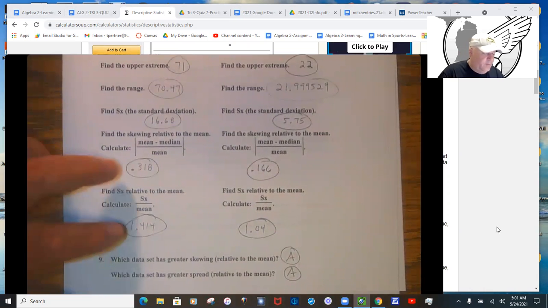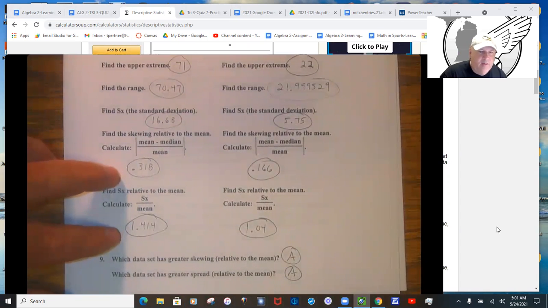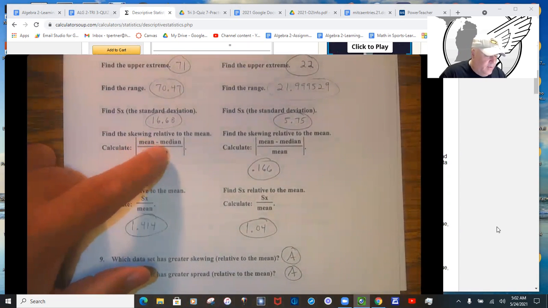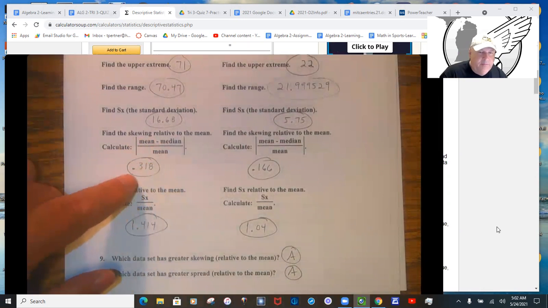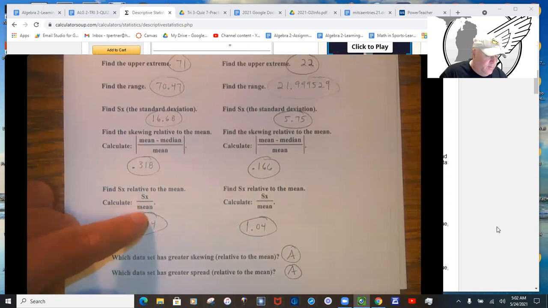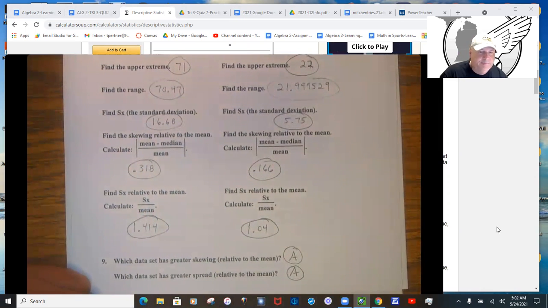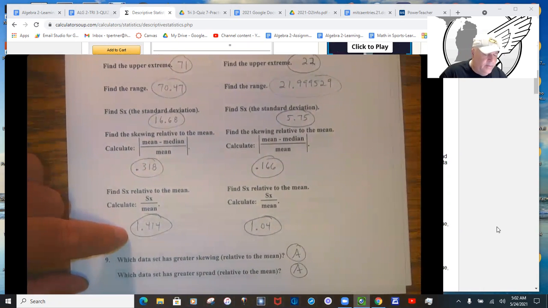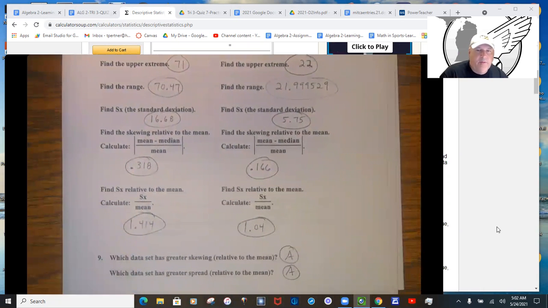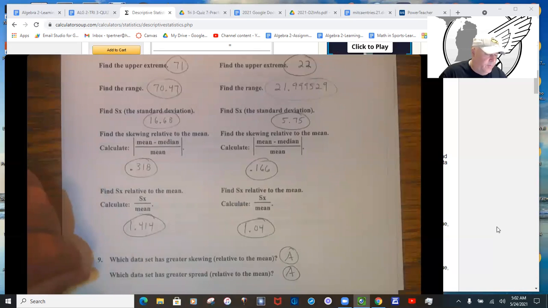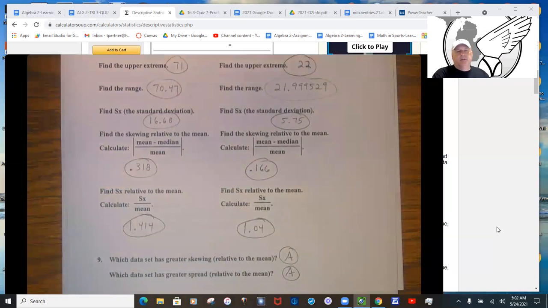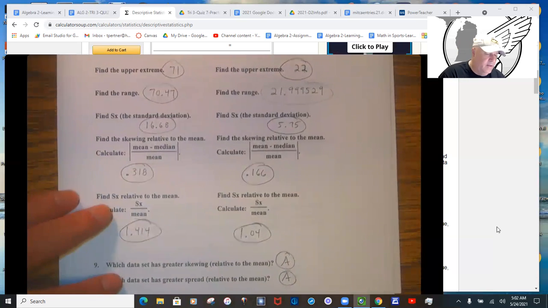So it's probably best, so I don't make a mistake in the grading, that you do the mean minus the median over the mean, make it an absolute value, and then here the standard deviation divided by the mean, and then compare those so that we don't mess things up. So A ends up for both: the mean is more skewed, and there's greater spreading of the data in set A.